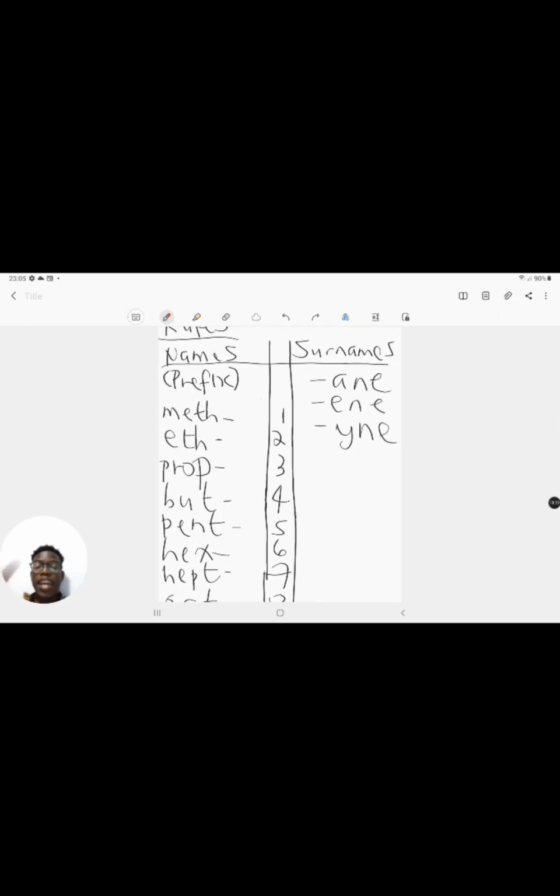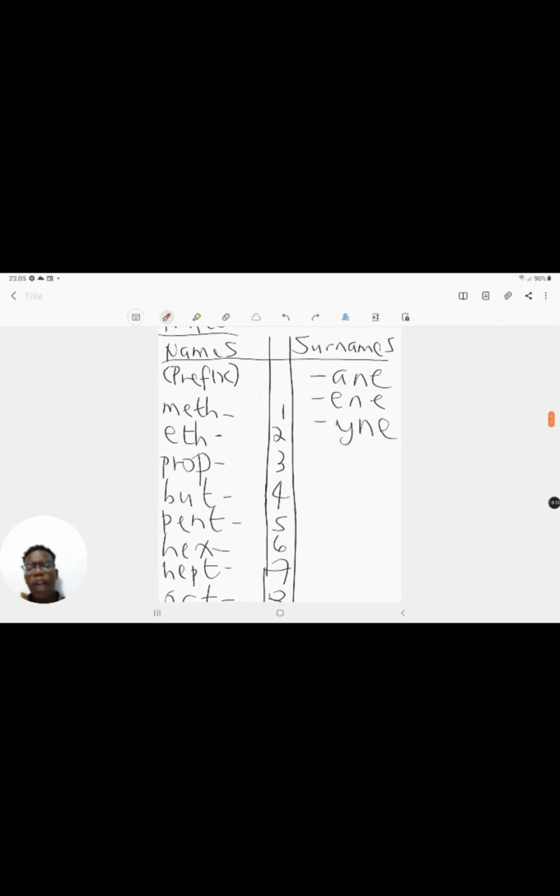And you have names and you have surnames. Now, how do you go about naming these compounds using these names and surnames? Remember, I told you that these names have meanings. Meth means 1, eth means 2, prop means 3, but means 4, pent means 5, hex means 6, hept means 7, and oct means 8. For you to use these things, you're going to have to understand what these numbers mean.